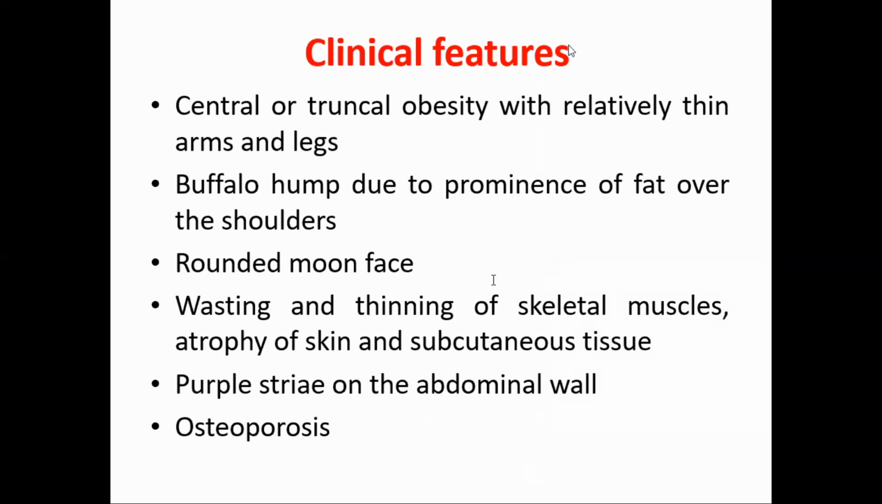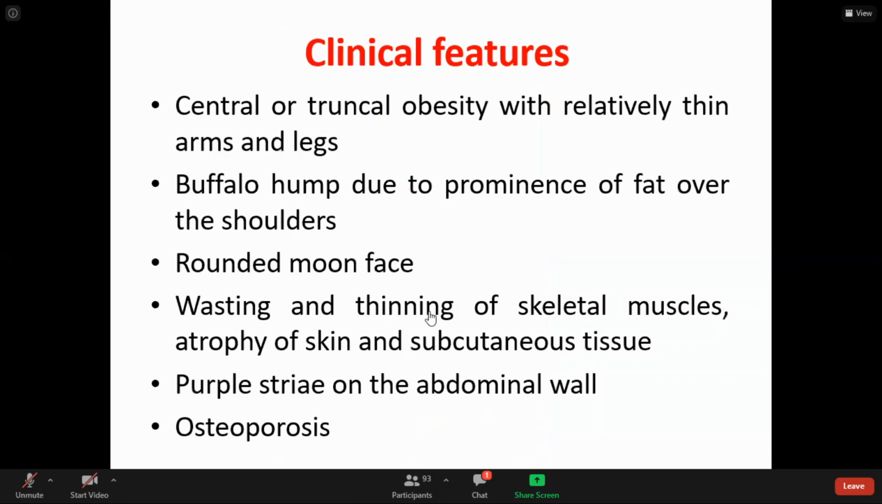Clinical features, what does the patient present with? The patient presents with obesity, which may be central or truncal obesity, abdominal obesity. The legs and arms are thin, and at the back of the shoulder, you'll see a prominent hump-like structure. That is due to the deposition of fat. As the steroid level is high, the person will have a round moon face, and also there will be various purplish striae-like marks in the abdominal wall. The patient will have osteoporosis, and also thinning of the skeletal muscles with atrophy of the skin.